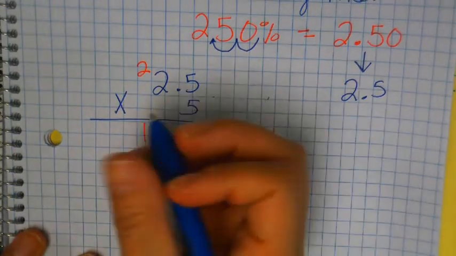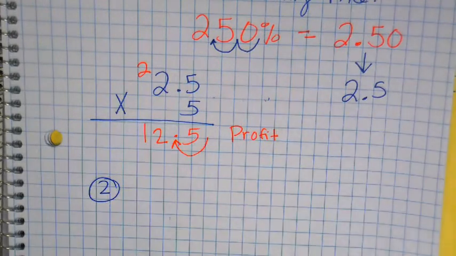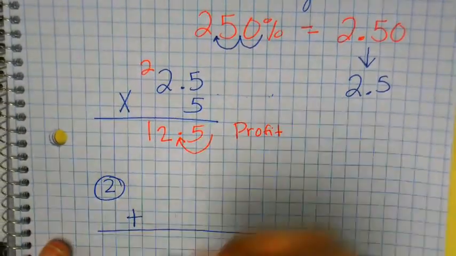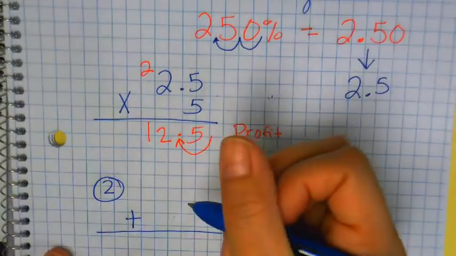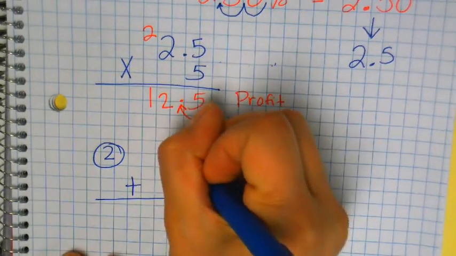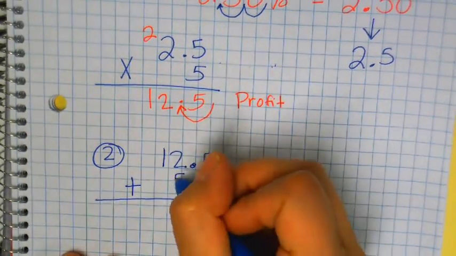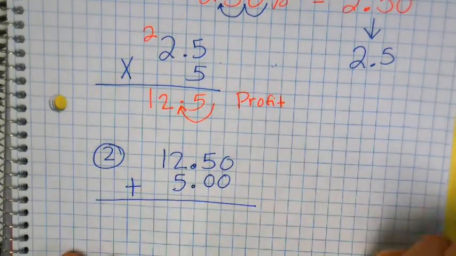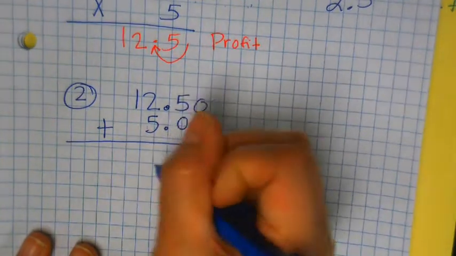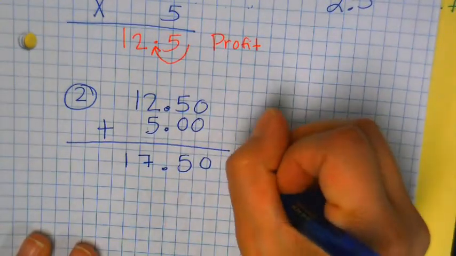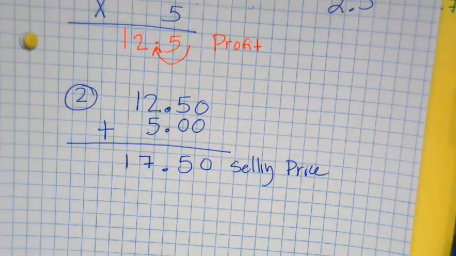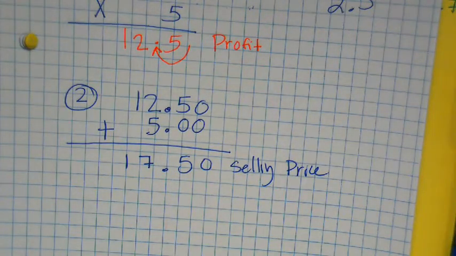All right. So number 2, what do I do? Add. What do I add? The $5 plus the $12.50. I'm going to put, Diego, the $12.50 on top. Why? Because it has more numbers than the $5. Okay, 50 cents plus 7 plus 1. This is my selling price. This is how much the toy is going to cost at Target. Dang, why is it expensive? Because of profit.